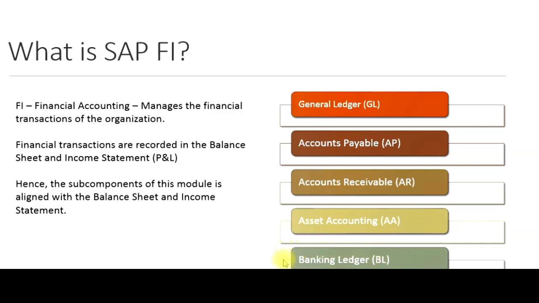And you have finally the banking ledger. So this way you create your banks which you do for outgoing payments, incoming payments, checks, outgoing checks, incoming checks, anything relevant to the banking transactions comes under the banking module. So these are the 5 components of the SAP FI modules.